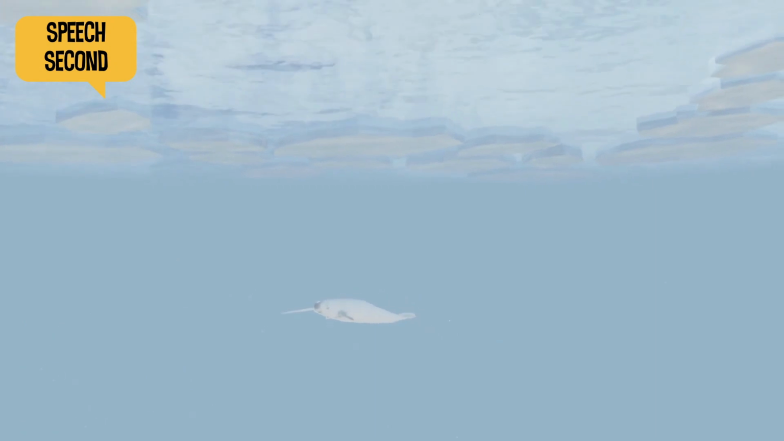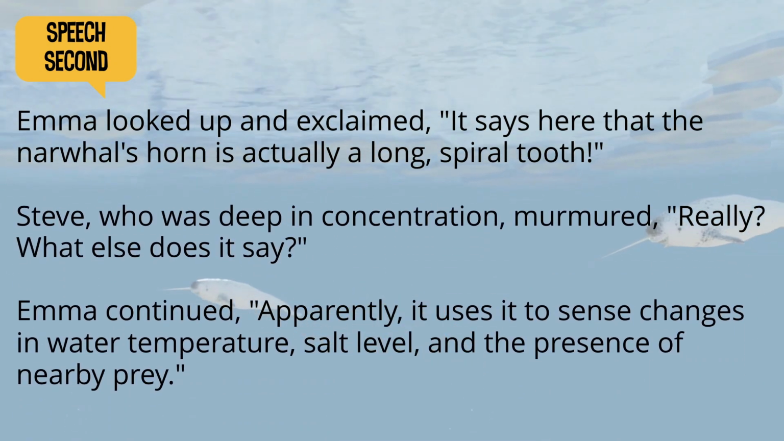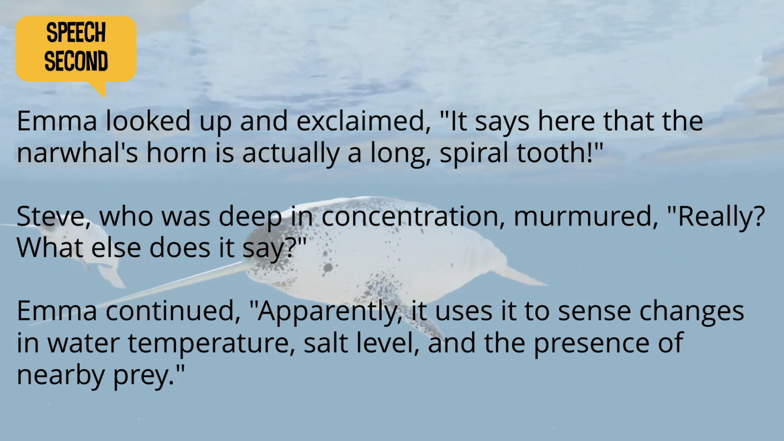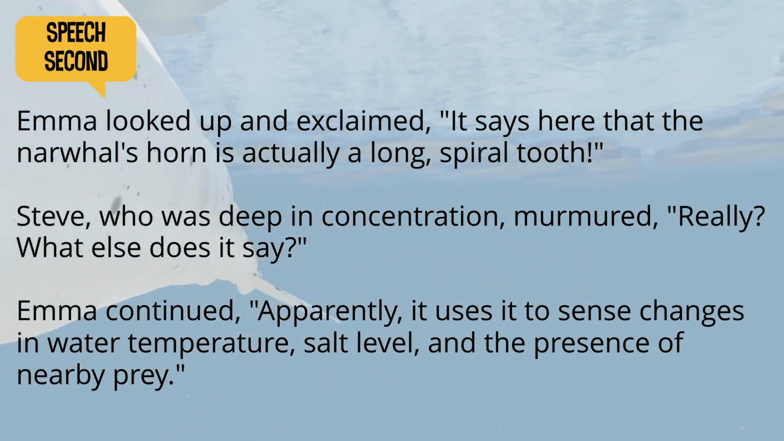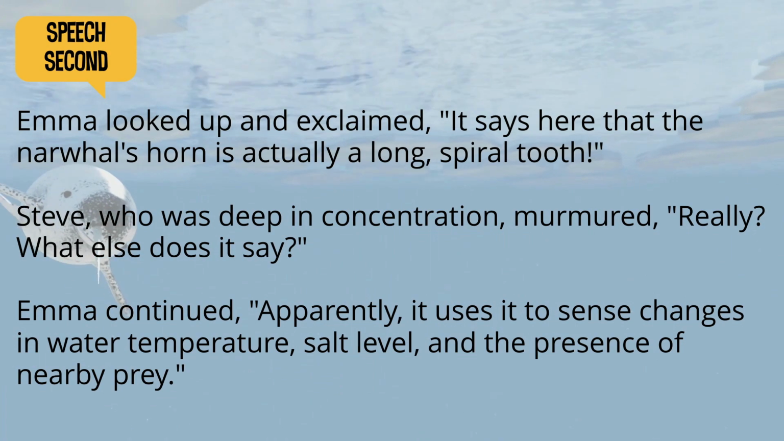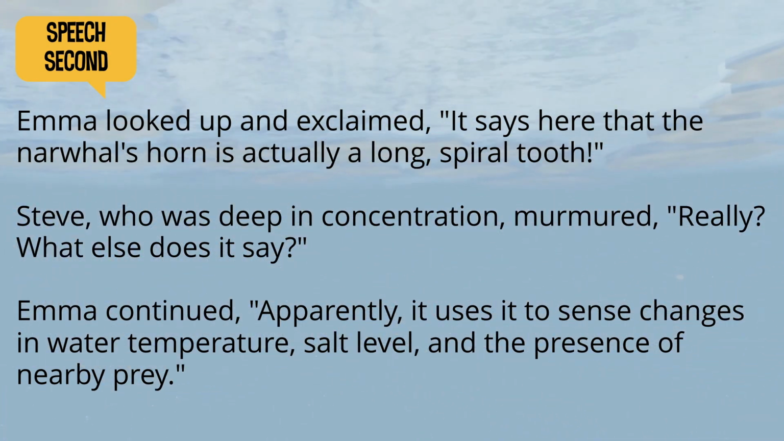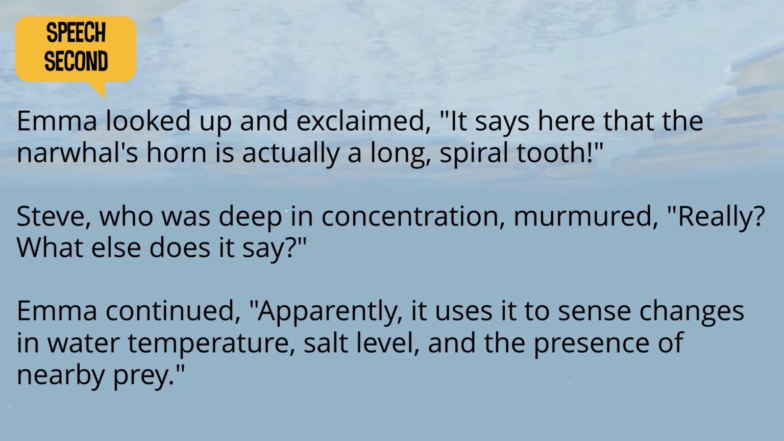Speech second. Emma looked up and exclaimed, "It says here that the narwhal's horn is actually a long spiral tooth." Steve, who was deep in concentration, murmured, "Really? What else does it say?" Emma continued, "Apparently it uses it to sense changes in water temperature, salt level, and the presence of nearby prey."